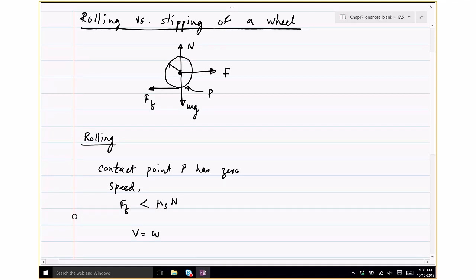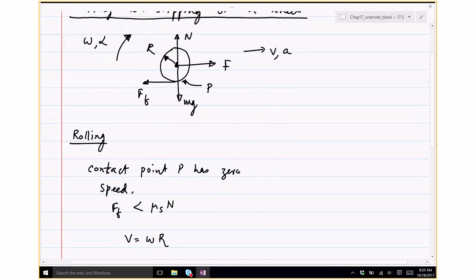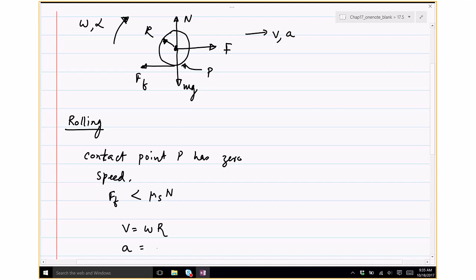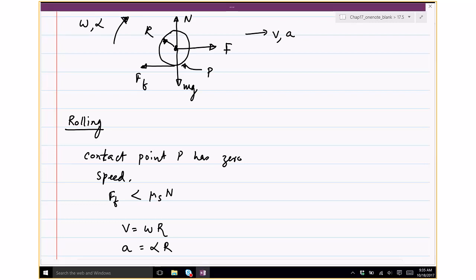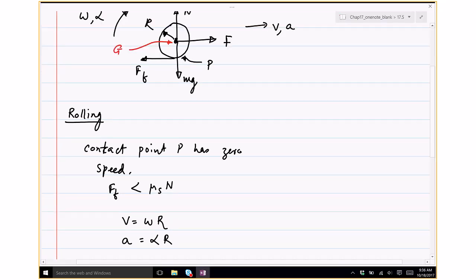So if this is capital R, the radius of the wheel, then v equals omega r, where v and a are velocity and acceleration, and omega and alpha are the angular speed and angular acceleration. Then v equals omega r and a equals alpha r. When I say v, it's really v of, let me call the center g. So g is the center. So when I say velocity, I really mean velocity of g and acceleration of g.